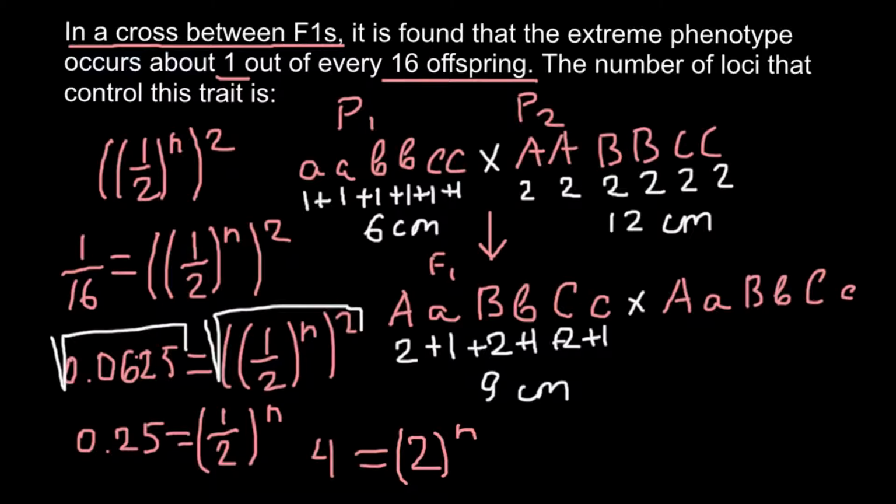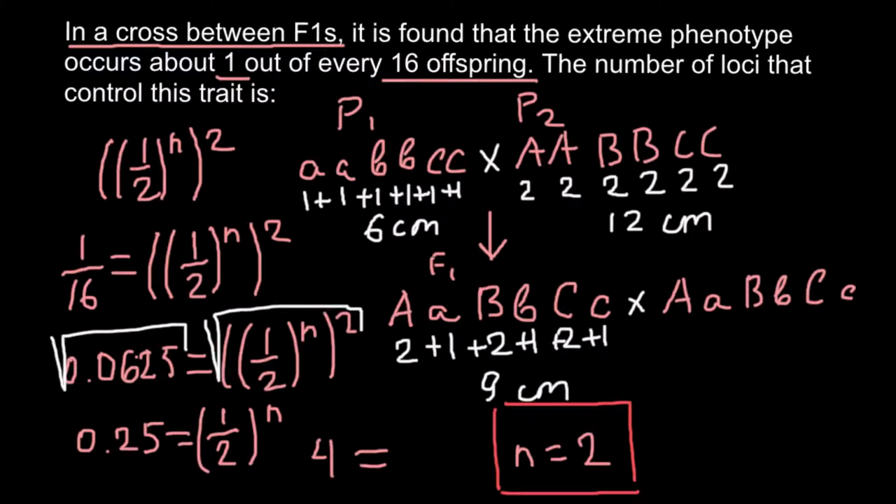this number, and as you see now it's very easy to find n. 2 in the power of 2 would equal 4. So n would equal 2. And this is going to be our answer. So this trait is under control of 2 allelic pairs. In other words, our 2 parents would look like this. So parent 1 would have 2 allelic pairs, and parent 2 also would have 2 allelic pairs.